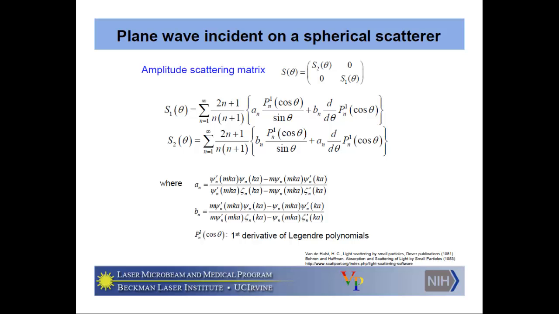Okay. So this is calculating the amplitude scattering matrix components. This is the equation to calculate that, and it is an infinite series. What we do is we calculate a_n, b_n, and then substitute those values here to calculate S1 and S2. This P and cos theta is the first derivative of Legendre polynomials, and I think this whole thing is explained in Van de Hulst's book and Bohren and Huffman's book. They have a detailed explanation of how you start from spherical harmonics, then get into Riccati-Bessel functions, and then do these calculations. And you can calculate this S1, S2 of theta from that.